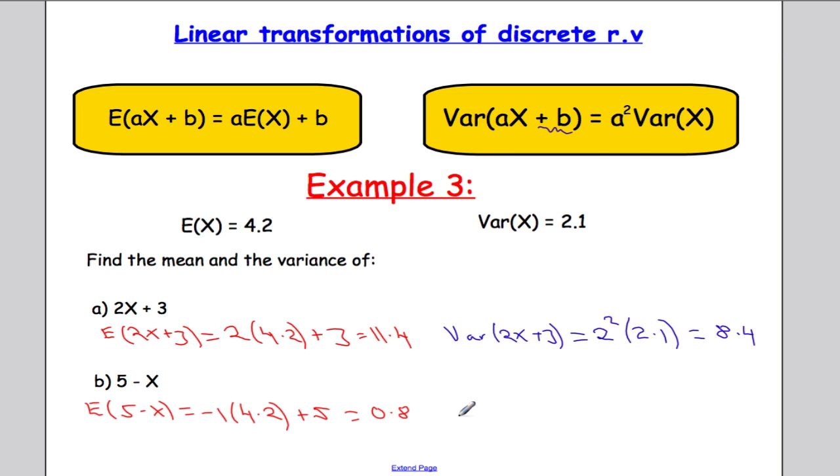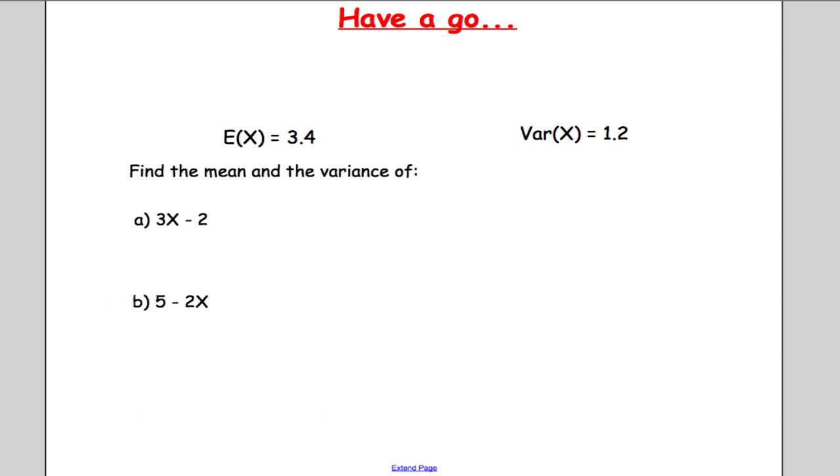And then doing the variance of 5 minus x, it is going to be equal to minus 1 squared times the variance of x, which is 2.1, and minus 1 squared is 1. 1 times 2.1 equals 2.1. Okay, time for you to have a go now. So pause the video and see if you can work out the mean and variance of these two parts.